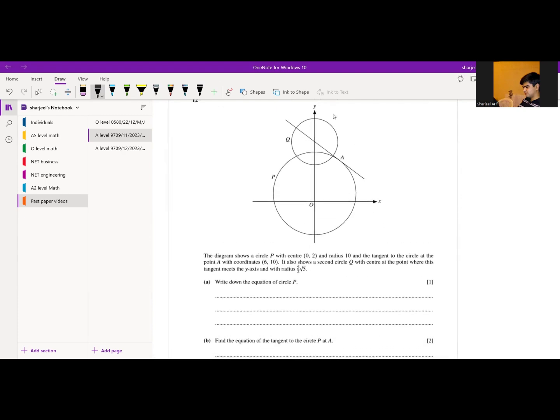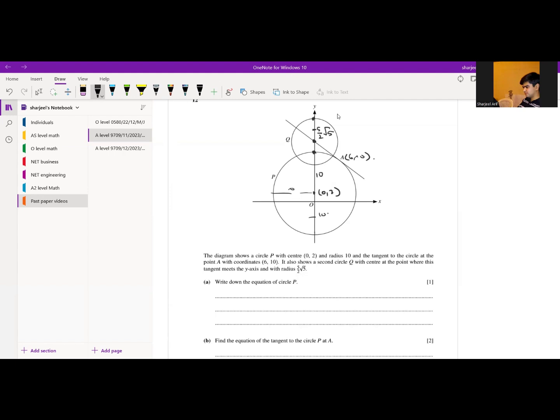Okay, now look at question number 12. So you have to understand this question first. The diagram shows a circle P with center 0, 2. So this means the center is here, 0, 2. And radius is 10. So from here, the distance of this point is 10. Distance of this point is 10. And the point A has coordinates 6 and 10. It also shows a second circle Q with center at the point where the tangent meets the y-axis. So this is the center of Q. We have to find the coordinates. And its radius is 5 by 2 under root 5. This means the distance between these 2 points is 5 by 2 under root 5.